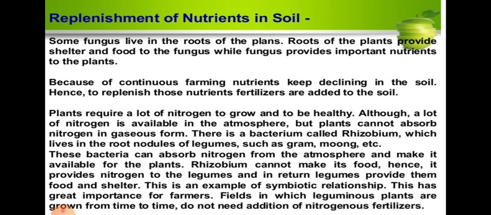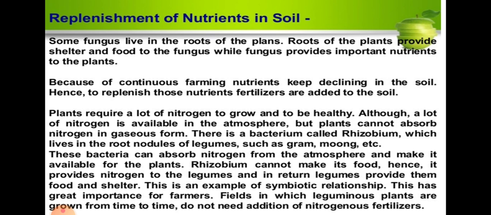Another way is to grow leguminous crops in this soil. So next, nitrogen can be replenished in the soil by growing leguminous crops. A lot of nitrogen gas is present in air. You know, the percentage of nitrogen in air is maximum, but plants can't use nitrogen in gaseous form. Plants need nitrogen in the form of water soluble compounds such as nitrates.